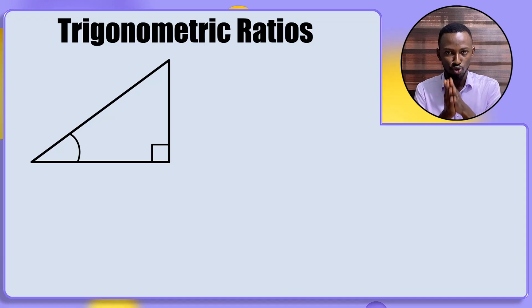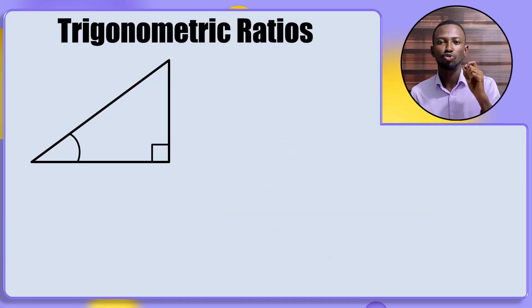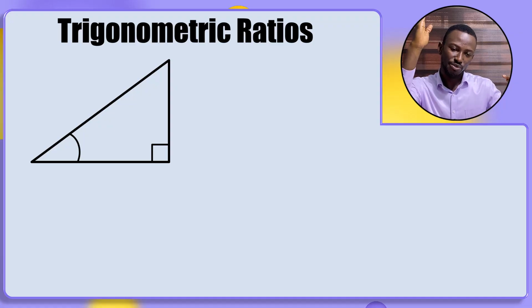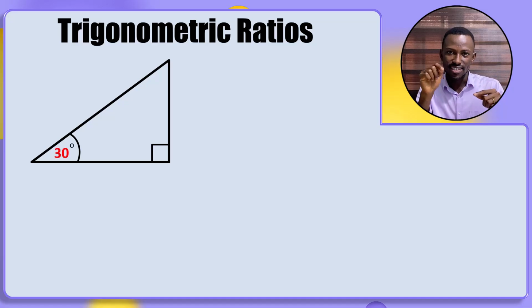Now, what I want you to do is get a pencil, a protractor, a ruler, and a plain sheet. This section is going to have a lot of practical steps. You have to follow me along the lesson. I want you to draw a right angled triangle. So draw a straight line and draw the 90 degrees and then measure an angle of 30 degrees.